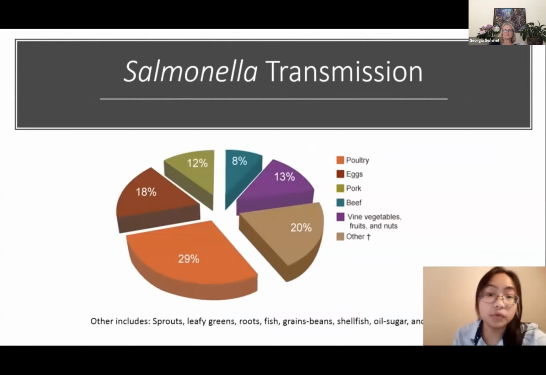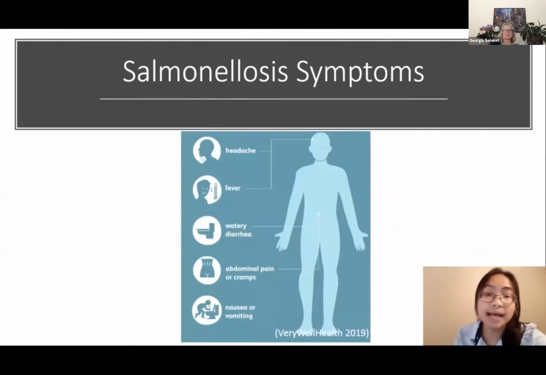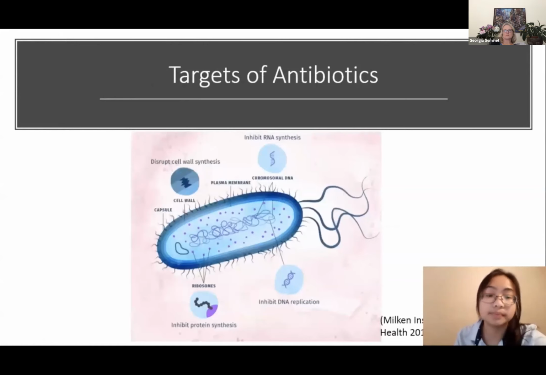These infections are foodborne and usually begin with transmission from common foods such as poultry, eggs, and pork, or produce that are contaminated. Once the person has ingested a contaminated food item, symptoms will begin to appear around 6 to 72 hours after, and illness can usually last 4 to 7 days. Symptoms can include headache, fever, watery diarrhea, abdominal pain or cramps, and nausea or vomiting. But if the patient is dehydrated, this often causes further complications that can lead to hospitalization and death.